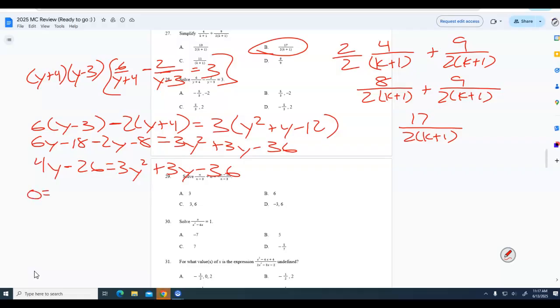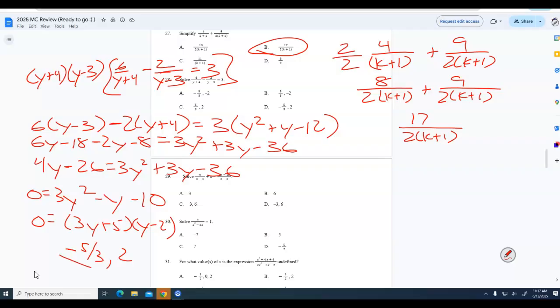And now we get 0 equals 3y squared minus y minus 10. That factors to 3y plus 5 and y minus 2. So my answers are negative 5/3 and 2. And neither one of those answers creates a 0 in my denominator. So negative 5/3 and 2, my answer is going to be D.